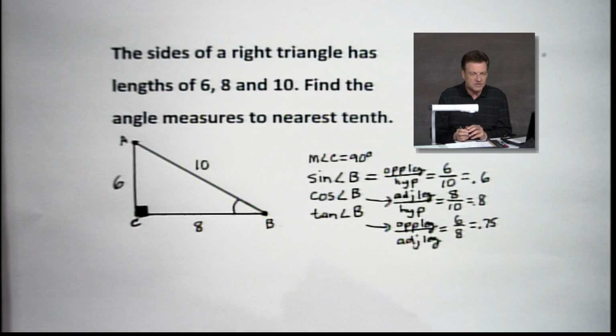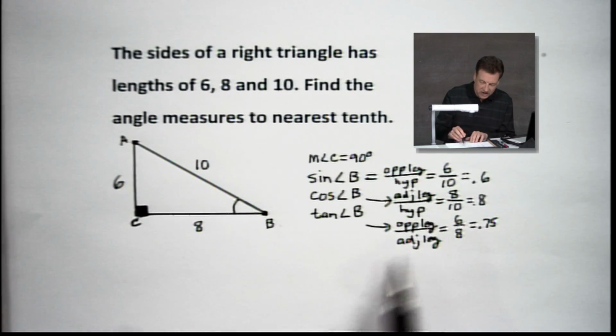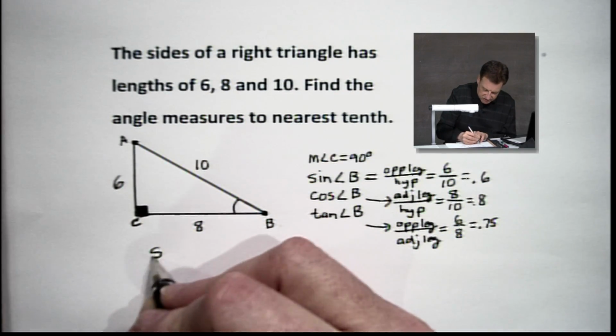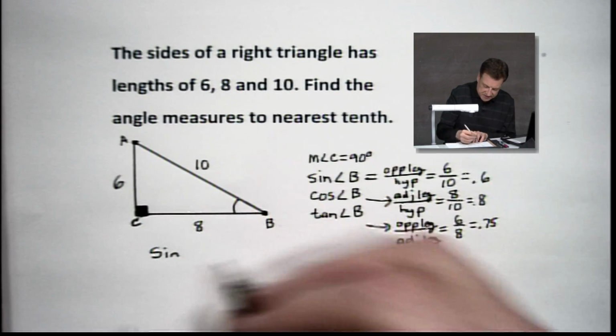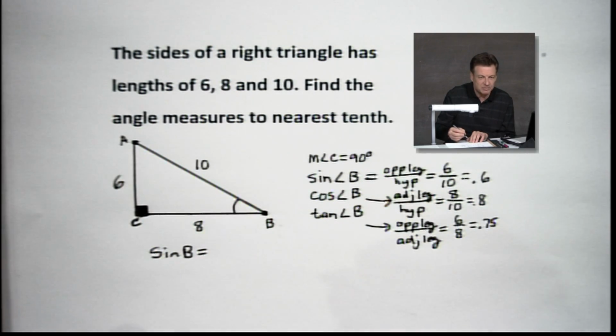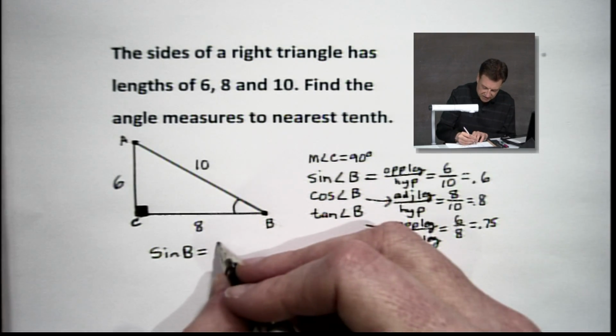Now, what are we going to do with those? Here's the story. What we're going to do, if I get a little more room down here at the bottom, I'm just going to work off the sine. I'm going to go back to our sine formula here. It says sine of B, and sometimes we leave off the angle B just to make it a little bit easier. It doesn't always have to be there.